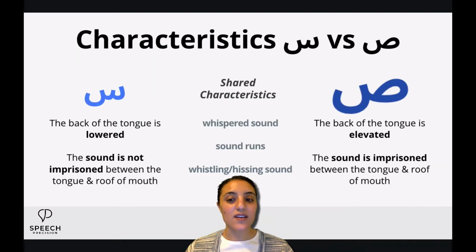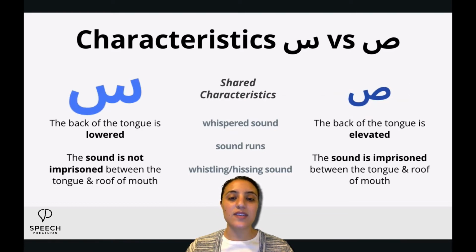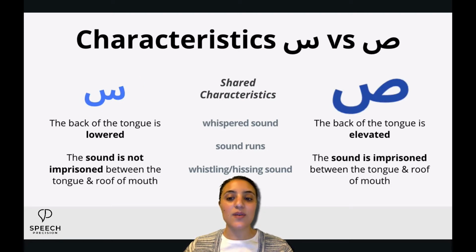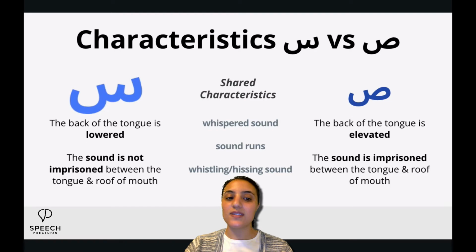So for the Saad, the back of the tongue is elevated. So the back of the tongue lifts up. And for the Seen, the back of the tongue is lowered. So it doesn't lift up. For the Saad, the sound is imprisoned between the middle of the tongue and the roof of the mouth. And for the Seen, the sound is not imprisoned between the middle of the tongue and the roof of the mouth.